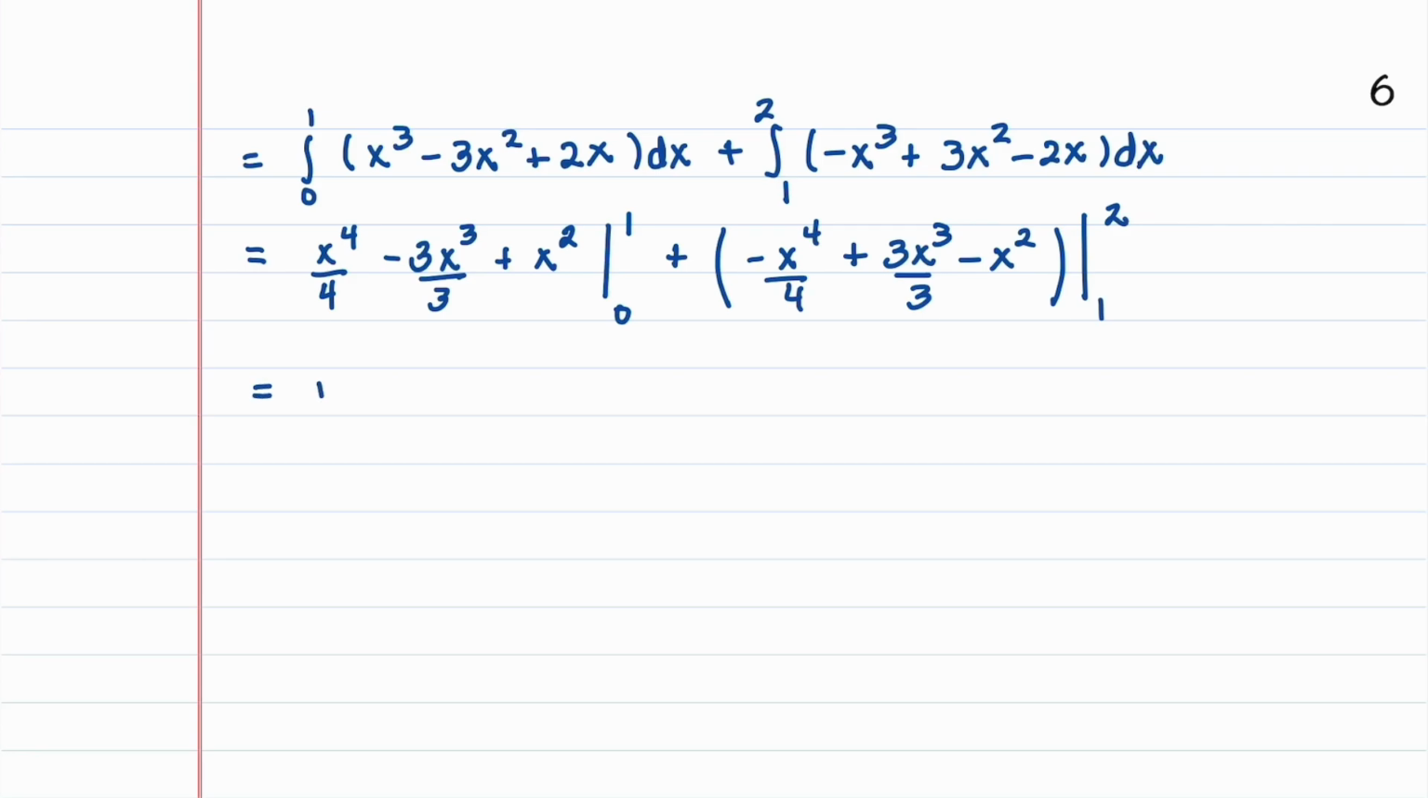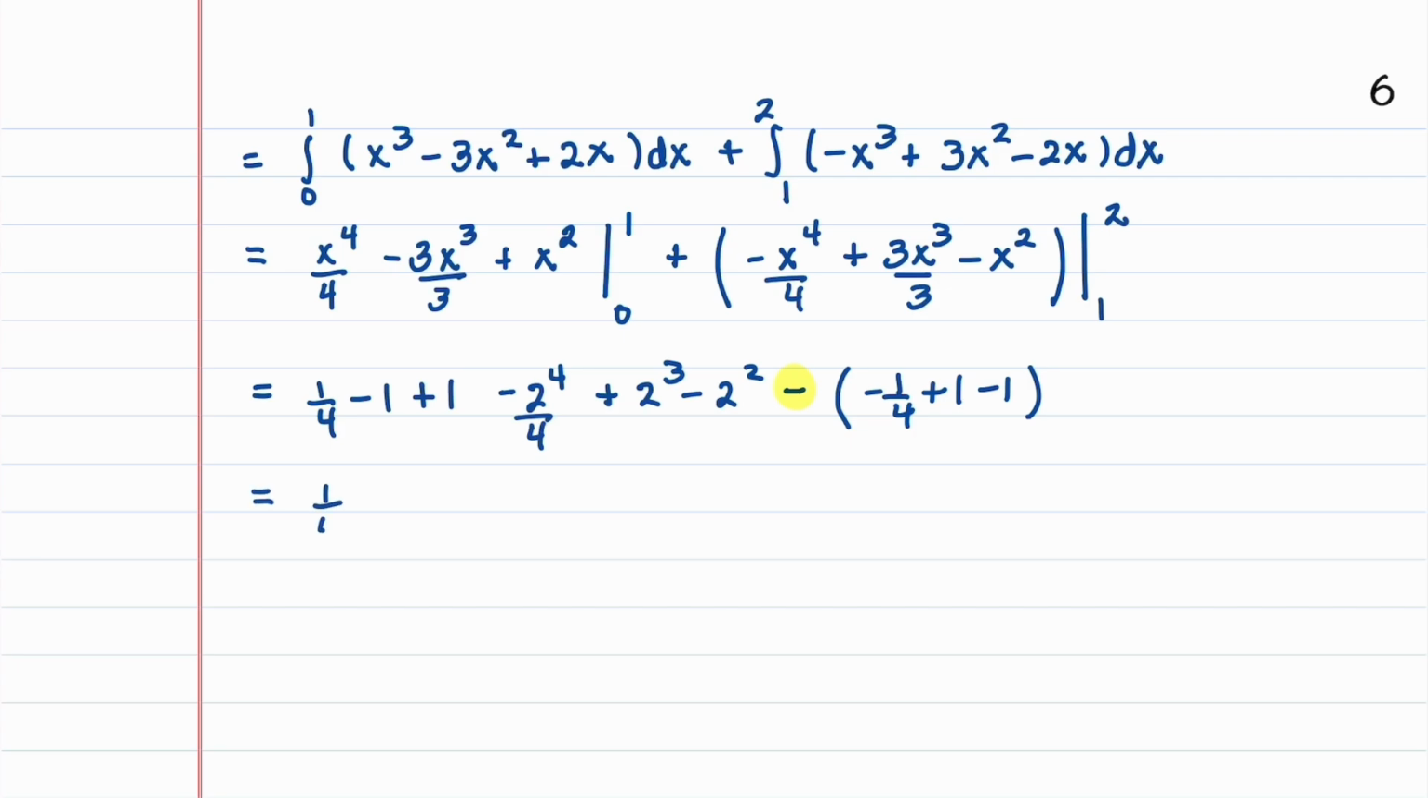This gives us 1/4 minus 1 plus 1. And then for our next one, we have minus 2 to the 4th over 4 plus 2 cubed minus 2 squared. And then we're going to subtract off minus 1/4 plus 1 minus 1. It's really important to write it like this so that you don't forget to multiply this negative through to all three terms. Now let's see what we get.